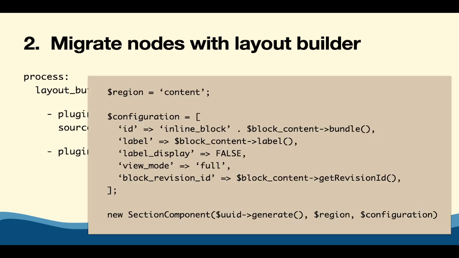Again, we wrote a custom plugin. We take our block and we set certain parameters. In this case, the region that we're putting it in. We're deciding whether to show the label. We're deciding what the label is and what view mode we want to see on the block. And we end up with this section component object at the end.